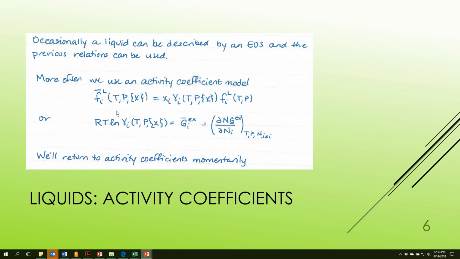If I actually wrote out the math for this and the math for this, what I would see is the missing piece says that the natural log of gamma is the partial molar excess Gibbs energy for the species i divided by RT. Now, we're going to come back to this in the next lesson, but this is going to be how we're going to typically approach liquid fugacities.